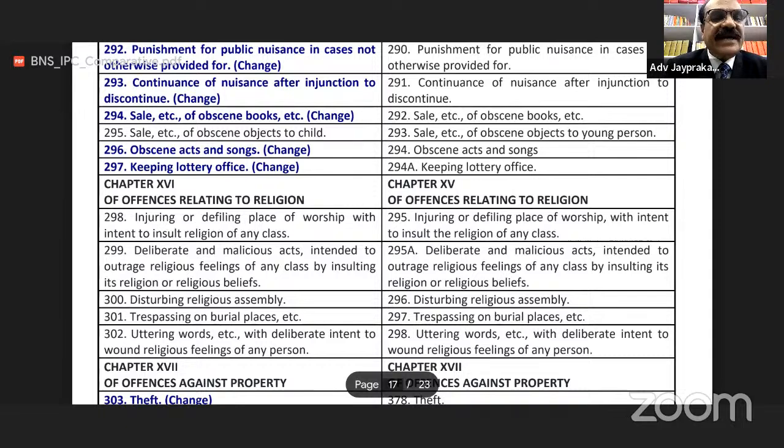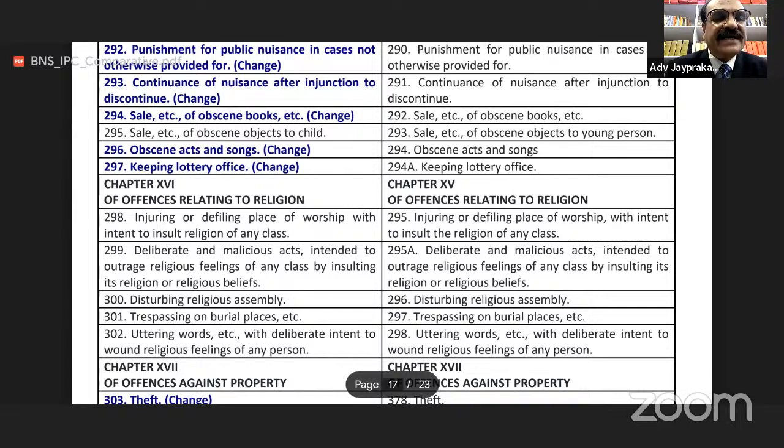BNS section 295, sale, etc. of obscene object to child. Its earlier section was in IPC 293. BNS section 296, obscene acts and songs. Its corresponding section was in IPC 294.